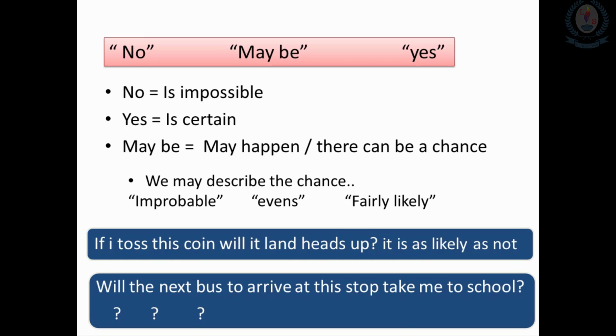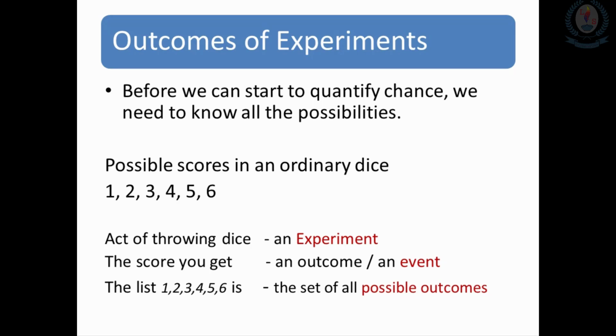Alright. Now we are going to learn about outcomes of experiments. Before we can start to quantify chance, we need to know all the possibilities. If you throw an ordinary dice, there are 6 possible scores that you can get. That is 1, 2, 3, 4, 5 and 6. The act of throwing the dice is called an experiment. The score you will get is an outcome, or you can call it an event. And the list 1, 2, 3, 4, 5, 6 is the set of all possible outcomes.